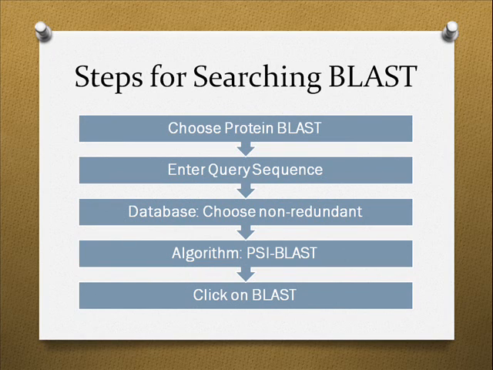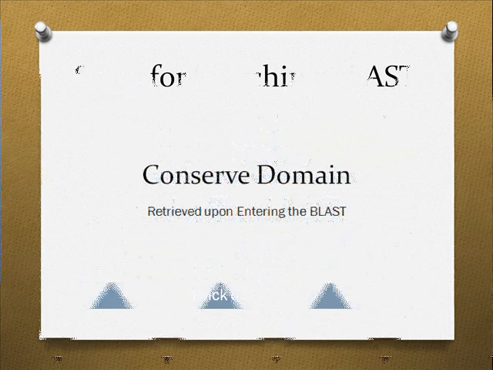These are the steps for searching a BLAST. First, choose a desired protein BLAST. Secondly, enter query sequence. Next, choose non-redundant database. Then tick on the SciBLAST for algorithm. And lastly, click on BLAST to proceed with the results. From the search, you will receive a conserved domain and the BLAST of the desired protein.